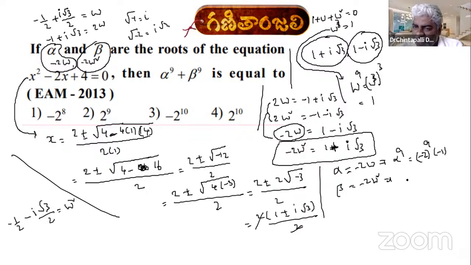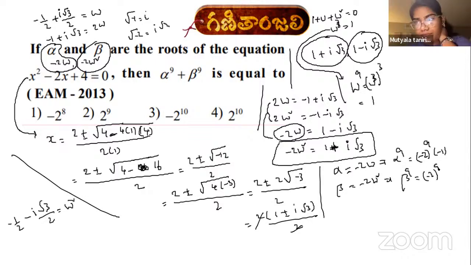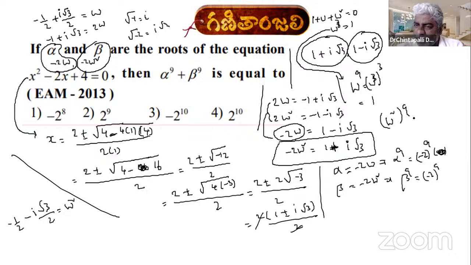Similarly, beta to the power of 9 is negative 2 whole power 9 into omega square whole power 9. Omega square whole power 9 means omega power 18, which is also equal to 1 only. So the first value is negative 2 whole power 9, and the second value is negative 2 whole power 9.